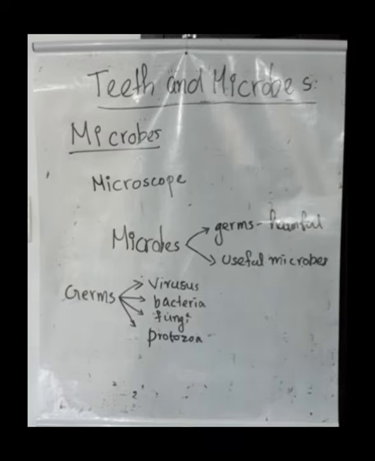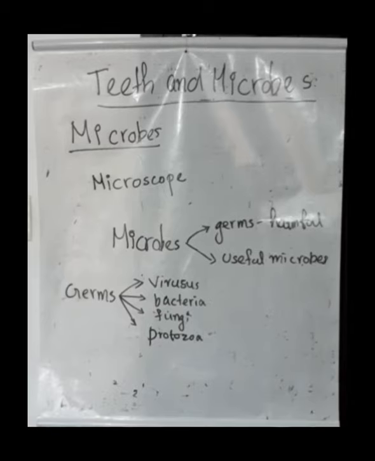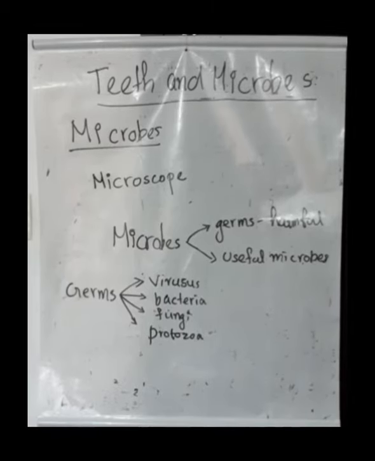Microbes can be 2 types. One is harmful for us and the second category is useful microbes. The harmful microbes are known as germs, and there are 4 types of germs also: viruses, bacteria, fungi and protozoa. These 4 types of germs cause many diseases, and let us discuss which diseases are caused by these types of germs.